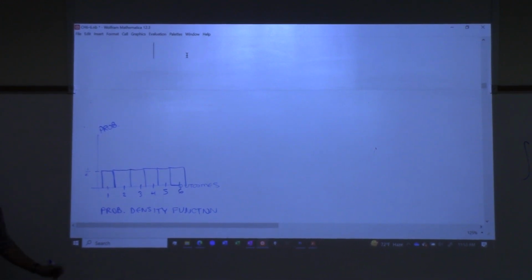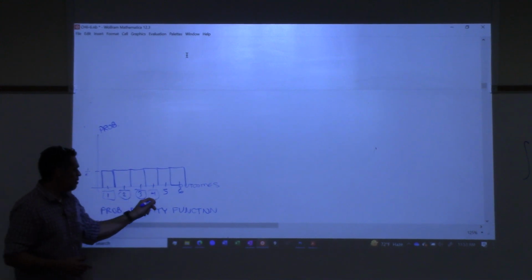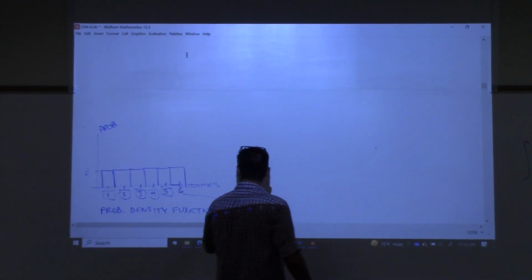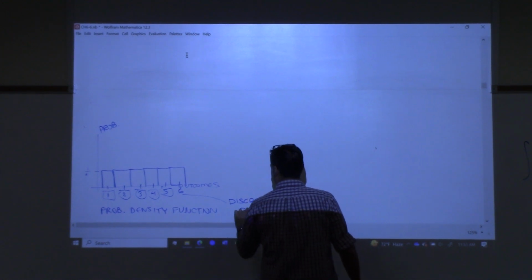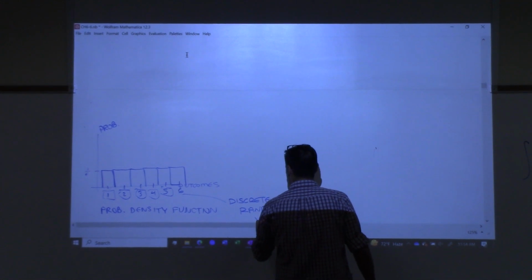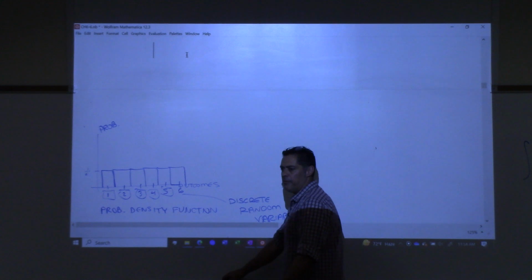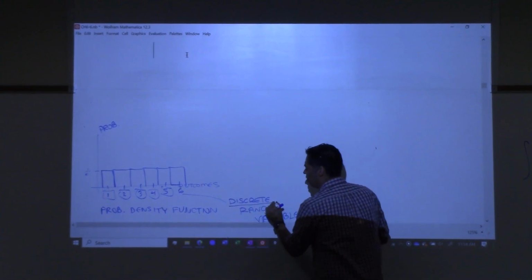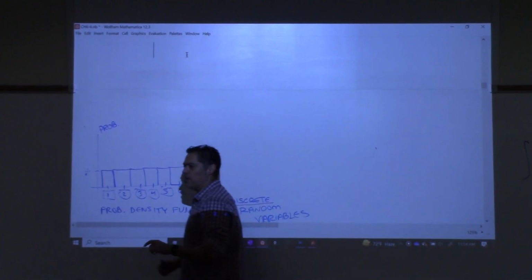And what we have down here, these values, are what we call discrete random variables. Anybody here taking a stats class? Not yet. Okay, discrete random variables. The important word here is the word discrete. Discrete random variables all have a very special property to them.